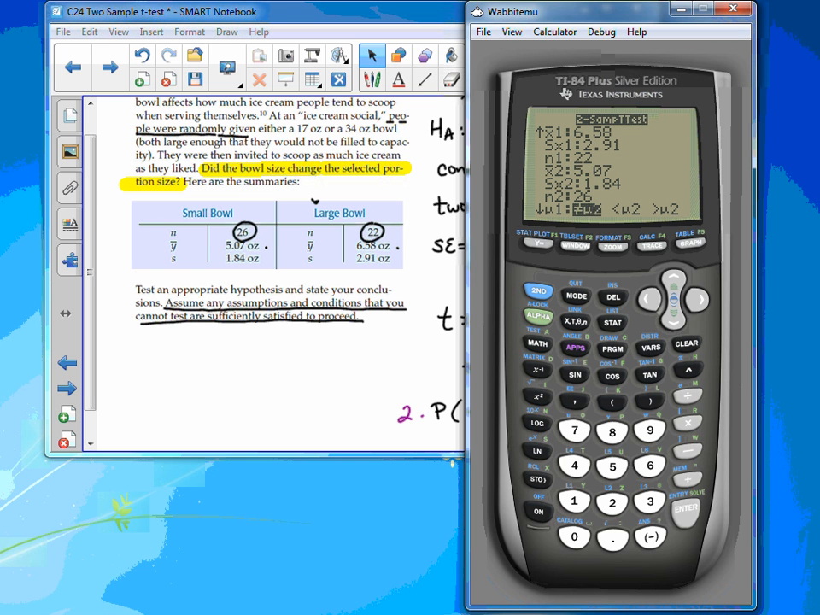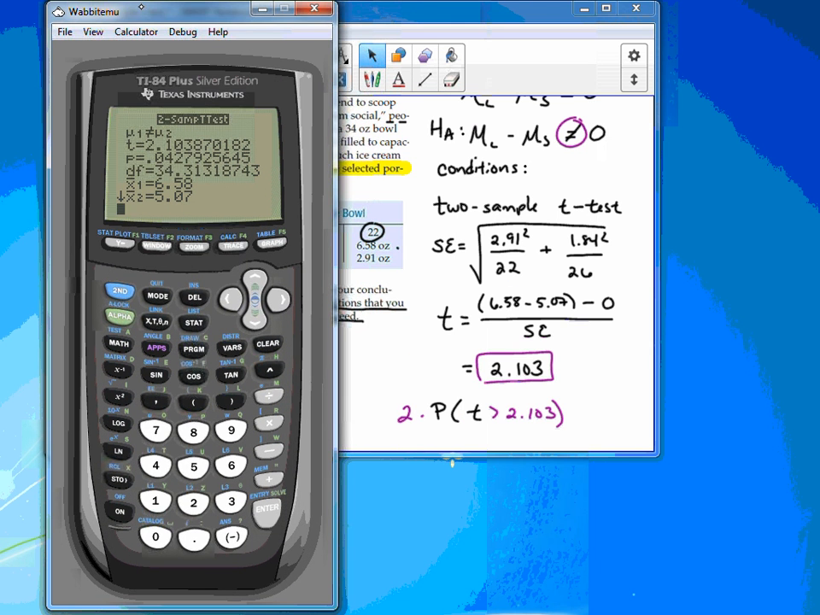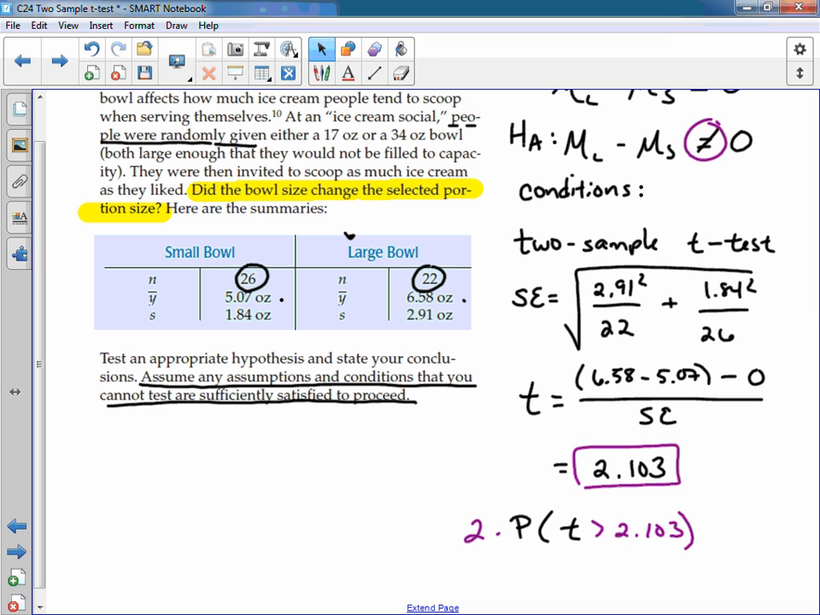Now I have to choose which hypothesis we're using. We're doing not equal to. By us telling it's not equal to, it's going to multiply by 2 for us for the p-value. Pool? No, because we're not going to pool, ever. Calculate. And it tells us t is 2.103, we had that, and our p-value is 0.043, and it said our degrees of freedom was approximately 34.3. You need to make sure you mention those things.